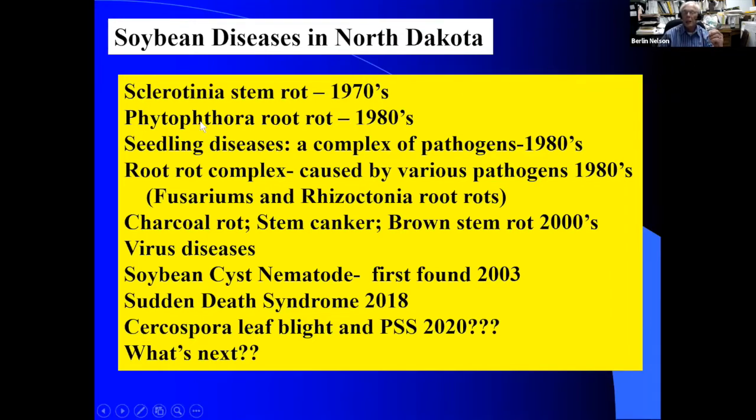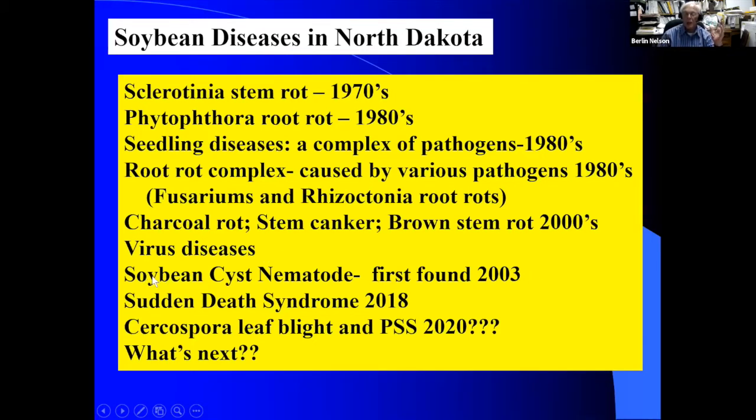But into the 1980s is when we started seeing Phytophthora root rot, and it became a concern. Then seedling diseases started to pop up in a complex, we think, from Fusariums and Rhizoctonias. Into the 2000s, we started to pick up some stem diseases, started to see brown stem rot, a little charcoal rot in fields, and some virus diseases. We've never seen a serious case of viruses yet, but maybe they're out there.